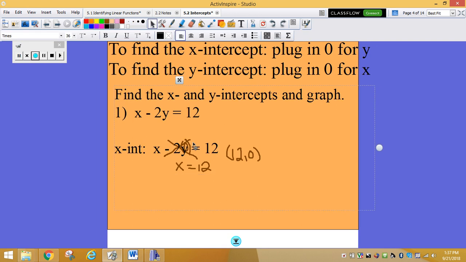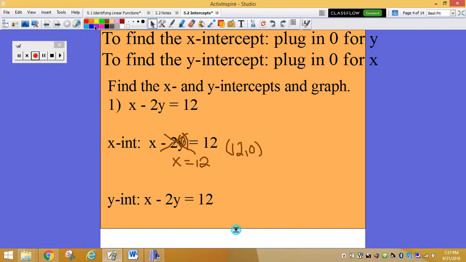The y-intercept, we plug in 0 for x. So here, instead of x, I'm going to plug in a 0. And remember, when you plug in 0, you can just kind of mark it out. It's gone. So I have -2y equals 12. I need to solve this. These are multiplying. The opposite of multiplying is division. So I'm going to divide by -2 on both sides. And 12 divided by -2 is -6. So my y-intercept, remember the 0 comes first, is at 0, -6.